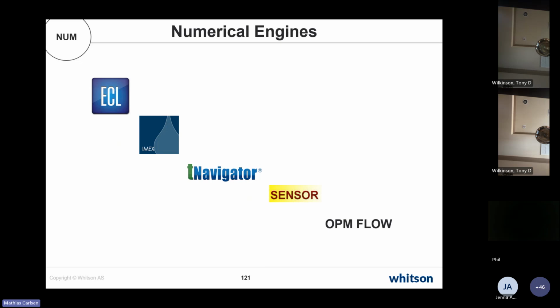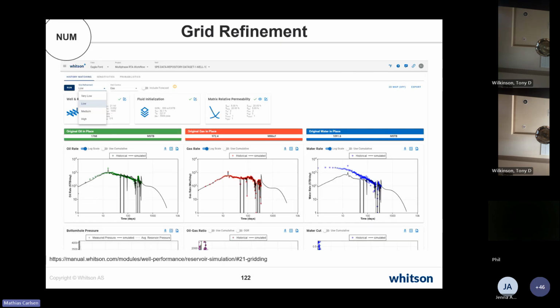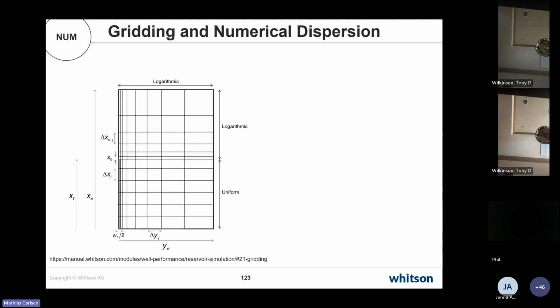And every time you run a physical engine, like the one we have in Whitson Plus, there's something called grid refinement. Before you run the model, there will be an option to run the grid refinement: very low, low, medium, and high. The grid refinement we have in Whitson, at least for these models, is a mix of both logarithmic and Cartesian gridding. So we have basically a uniform gridding within the frac tip right here. In the main direction of flow, it's logarithmic gridding, and beyond the frac tip, we also have log gridding.